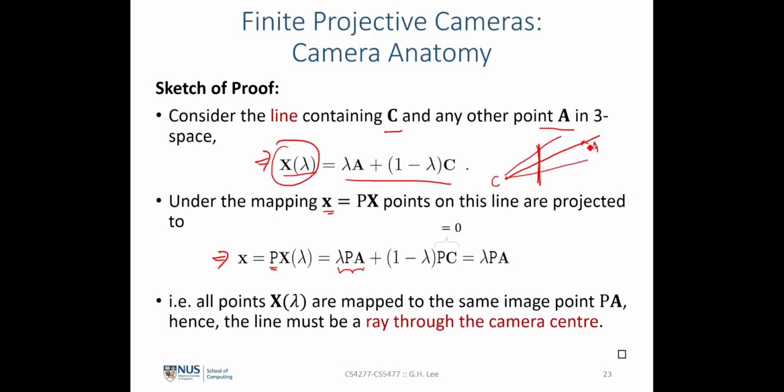And we know that A could be any point on this line. Any point on the light ray has to be projected onto the image plane as PA, which is defined by this mapping over here. So what this simply means is that the second term, given by the projection of the camera center, has to be in the null space. It has to equal 0 in order for this relation x equals PA to hold true. Hence, we conclude that the camera center must be in the null space of the camera projection matrix.